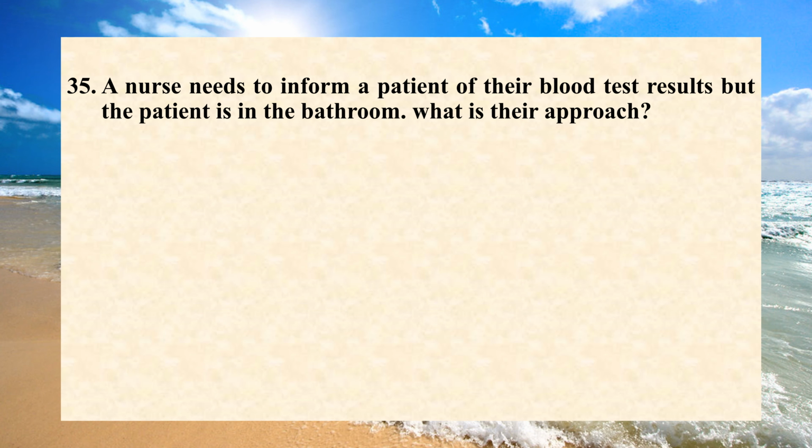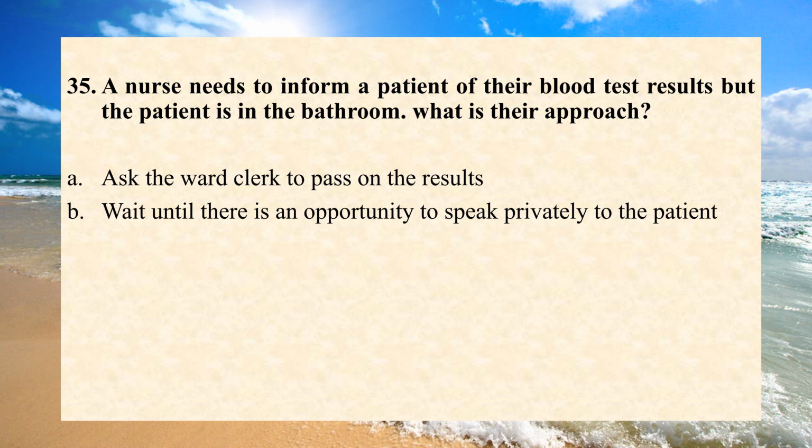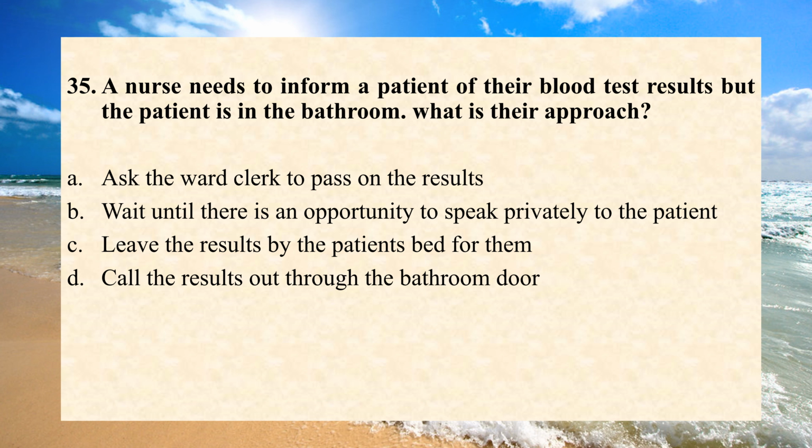A nurse needs to inform a patient of their blood test result, but the patient is in the bathroom. What is their approach? A. Ask the ward clerk to pass on the results. B. Wait until there is an opportunity to speak privately to the patient. C. Leave the results by the patient bed for them. D. Call the results out through the bathroom door. Answer is B. Wait until there is an opportunity to speak privately to the patient.